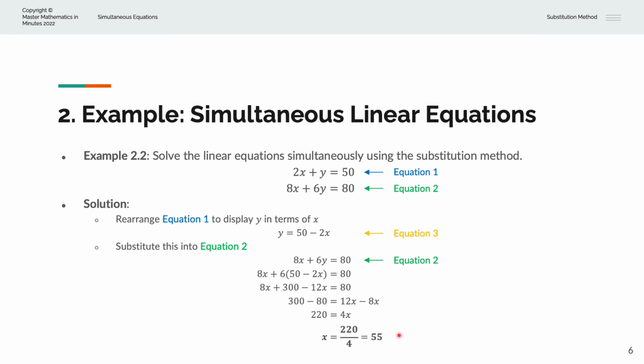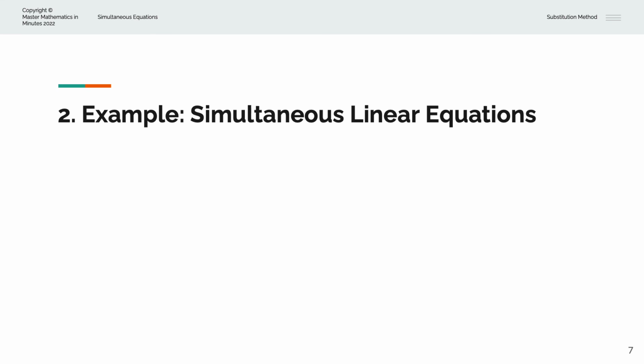So in theory, we could put x equals 55 into any of these equations to solve for y. But we'll select equation number 3 because that is neatly written in terms of x, and we can solve for y. So we'll substitute x equals 55 into equation 3, and x is now 55, and that solves to y equals minus 60. And there we go. We've solved for both variables x and y using the substitution method.